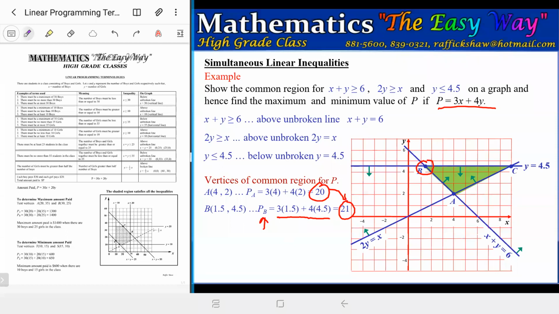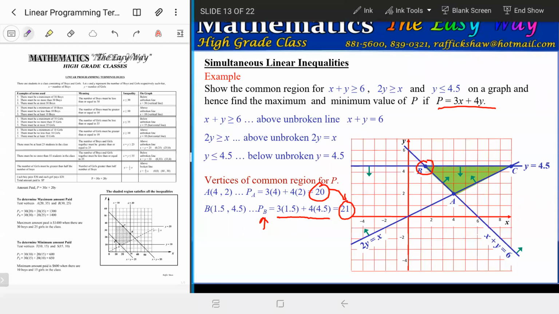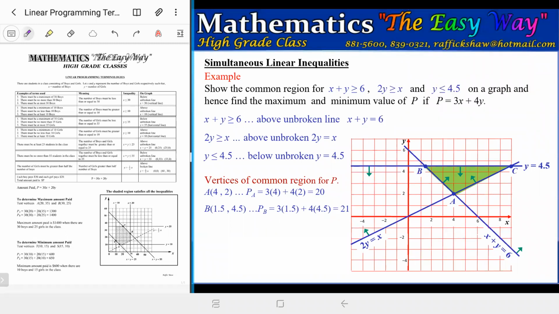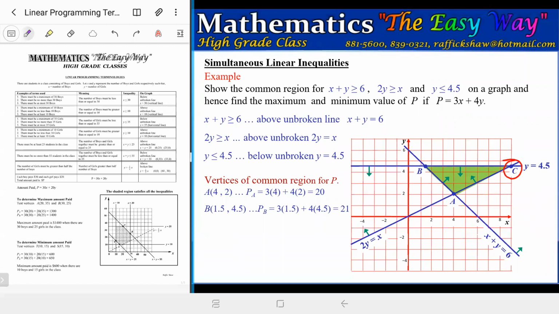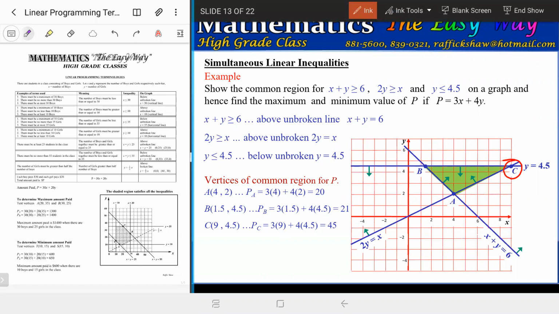And then now, clearly, it's almost like common sense. C is where you're going to get your maximum, because C is where you have the highest x value and the highest y value. See there, C, the x value is 9 and the y value is 4.5. So the p value at C, you calculate it right there using this formula. So it becomes 3 times 9 plus 4 times 4.5, and that works out to 45.